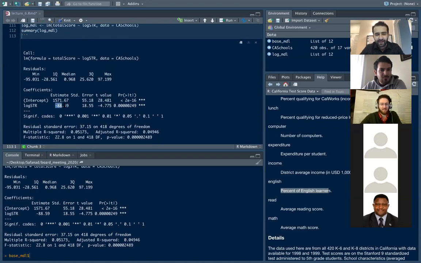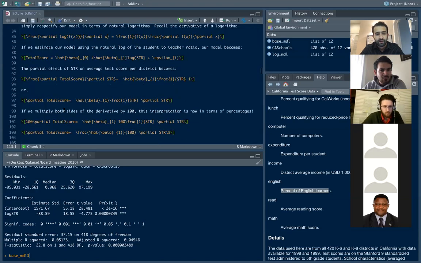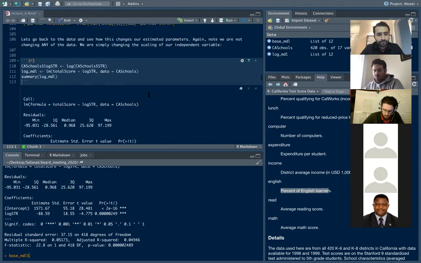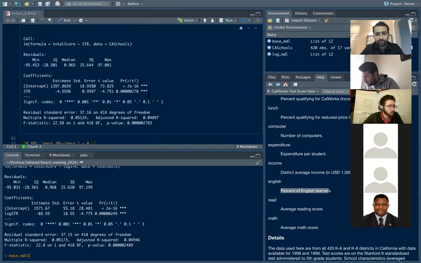Okay. So here we're saying the beta 1 hat is minus 88.59. And the R squared is 0.05173. The adjusted R squared is 0.04946. Okay, jot that down. Adjusted R squared, 0.04946. If I scroll up, I can take a look at our model from before. The adjusted R squared before was 0.04897. By simply rescaling the data, our model actually has a slightly better fit.